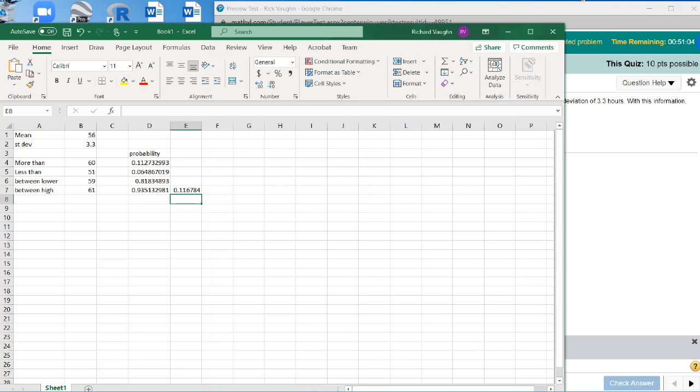So one of the things that you might also want to do is make these some color. So this is my answer. All the rest is just kind of work that I'm doing to lead up to the answer. Okay, so greater than, less than, or between.